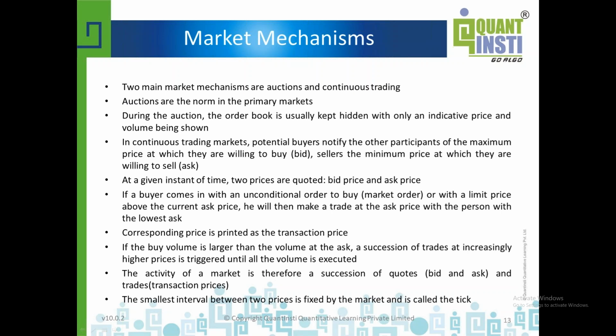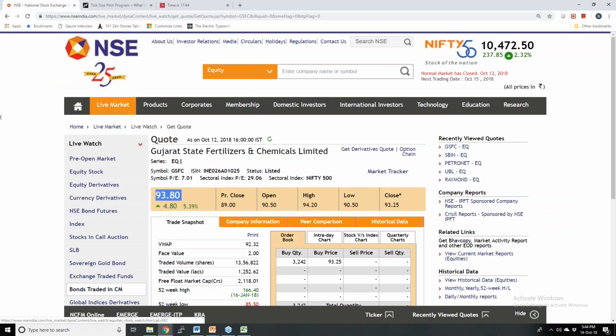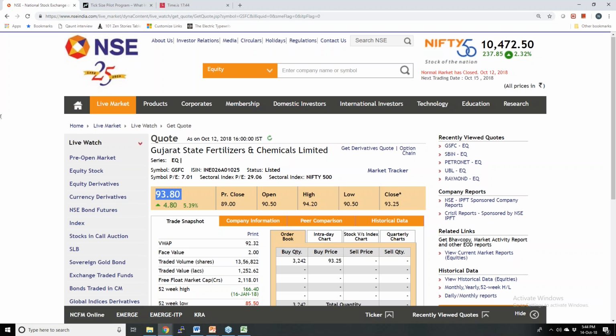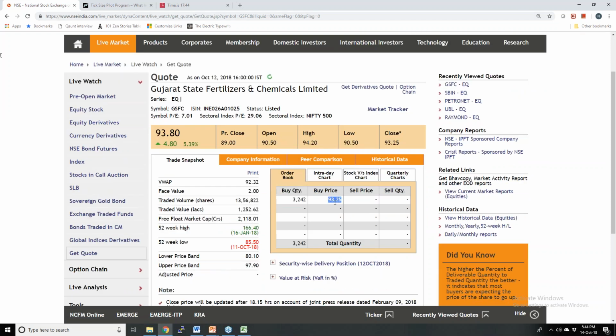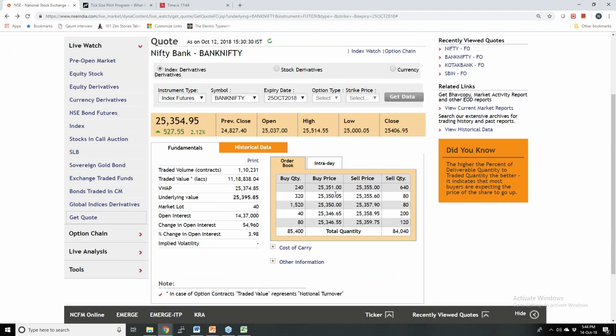What does tick size mean? It is the minimum, the smallest interval between two prices. Say there's a bid at 93.25 for this stock. Or let me just use Bank Nifty. So there's a bid at 25,351.00, right?